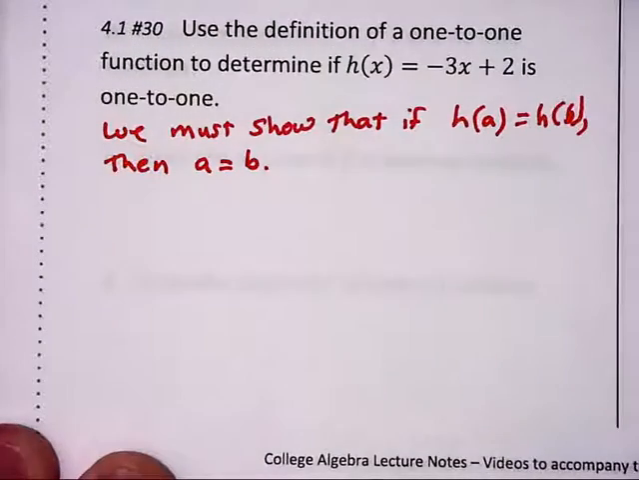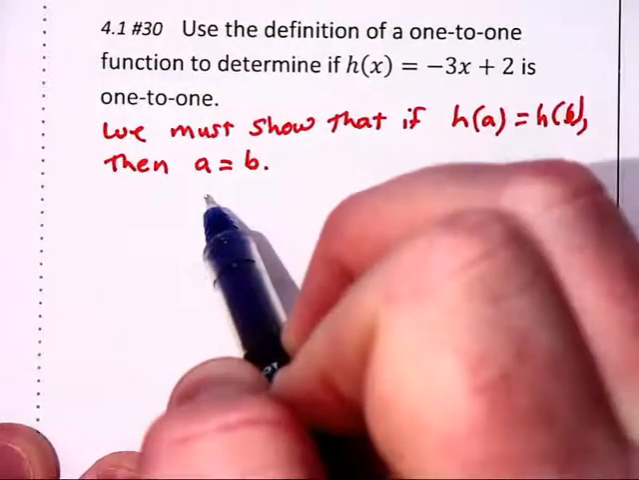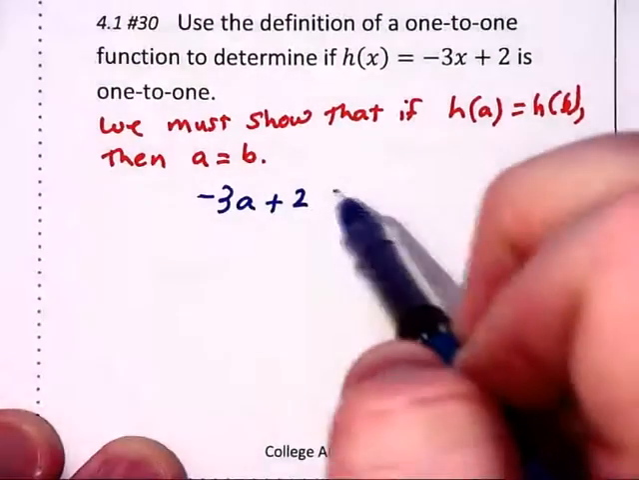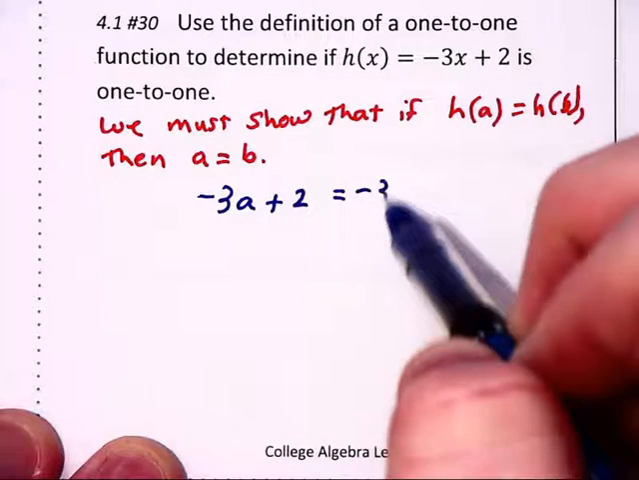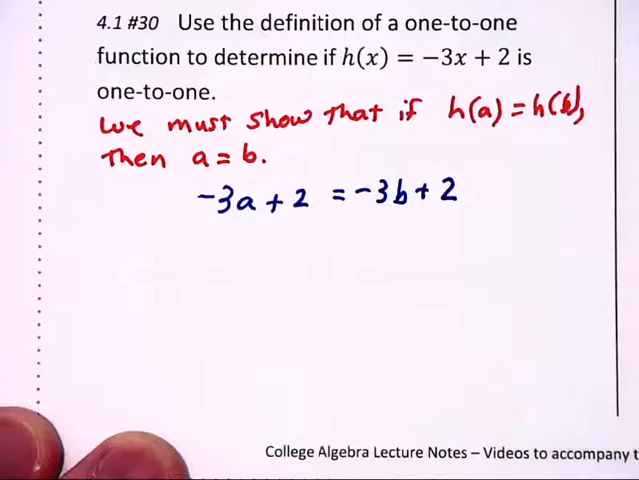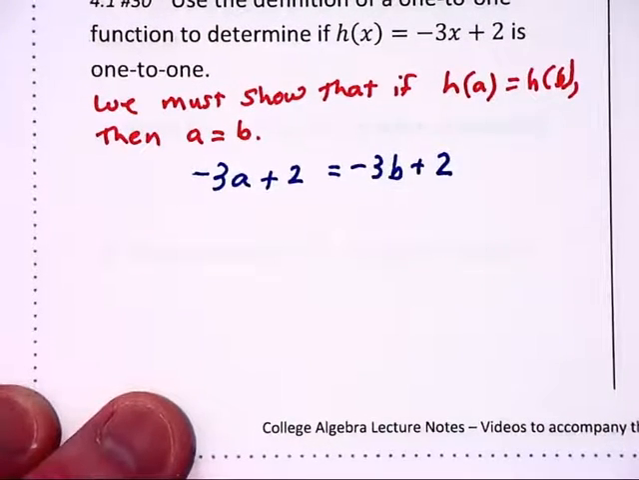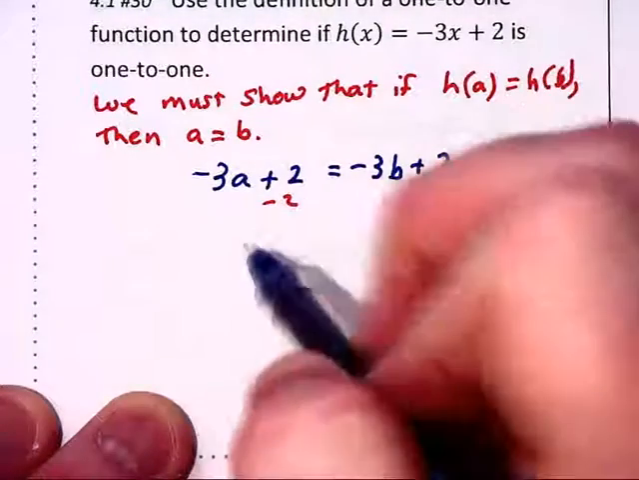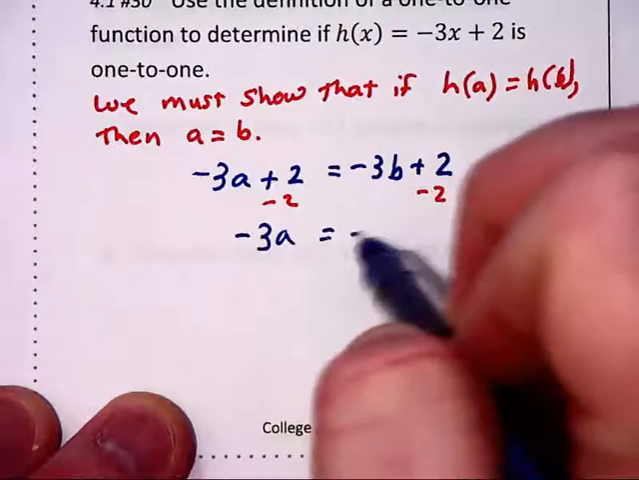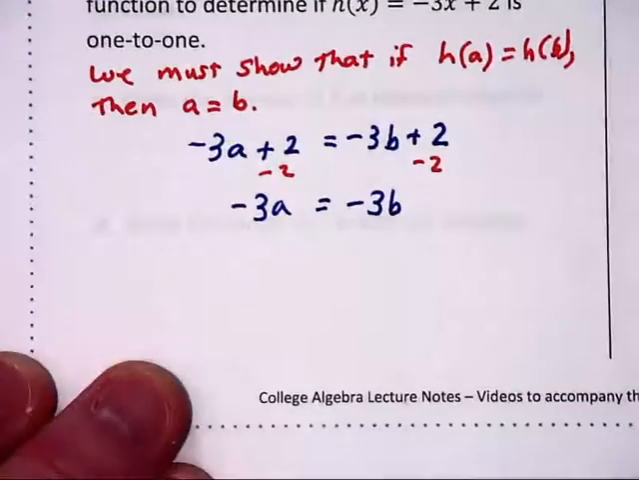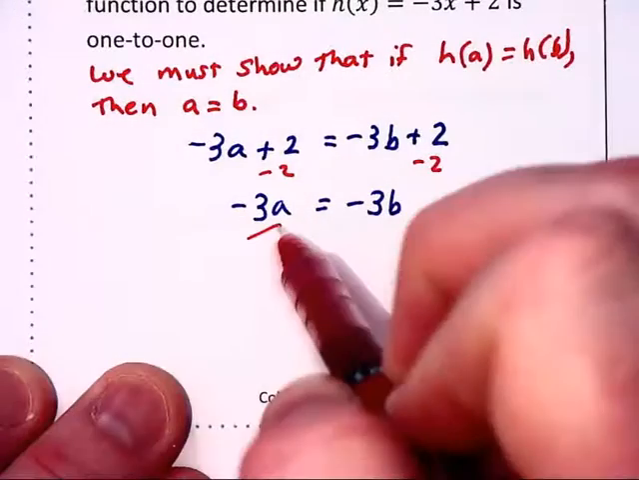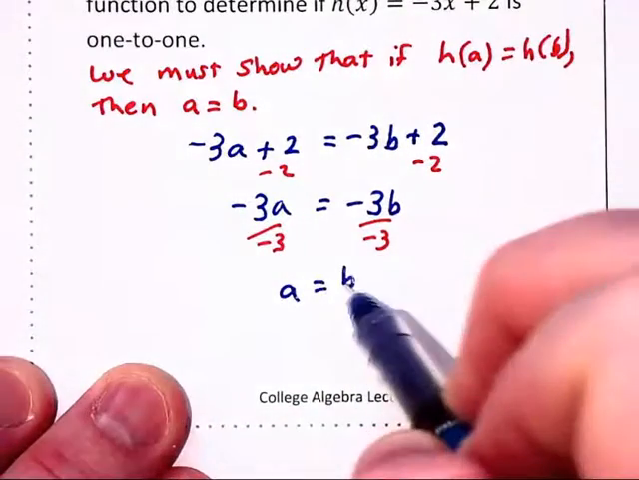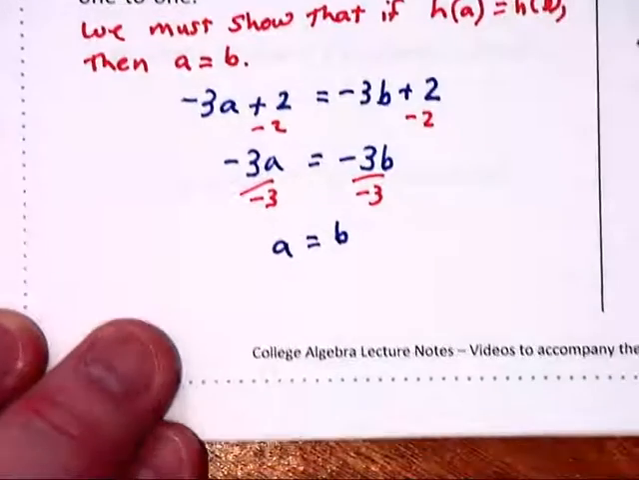So we're going to take this function and on the left substitute an a, negative 3a plus 2. And then on the right hand side of this equation, substitute in b, negative 3b plus 2. And let's see if this implies that a is equal to b. We're going to begin by subtracting 2 on each side of this equation, and that will give us negative 3a is equal to negative 3b. And then we will divide each side by negative 3.